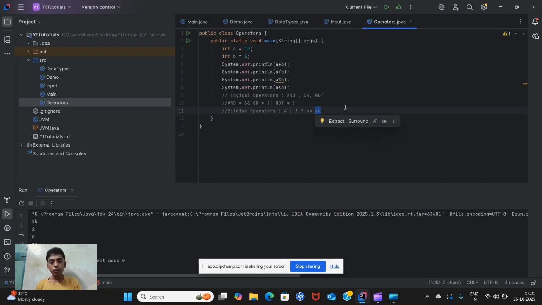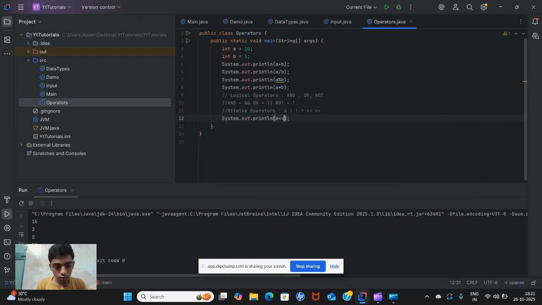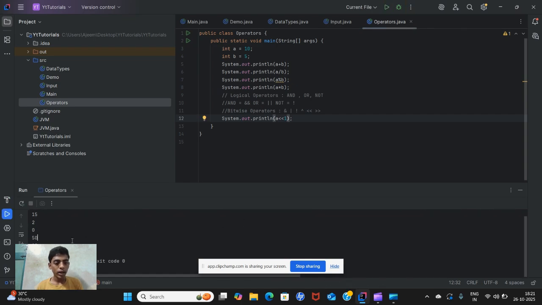Left shift means you are shifting the bits to the left hand side by one. See what's happening. 20. How is that happening? Actually, convert 10 to binary. What will be the binary form of this 10? Let's go from the left hand side. This is the binary form of 10, right? If you convert it, 2 plus 8 gives 10. So this is the binary form.